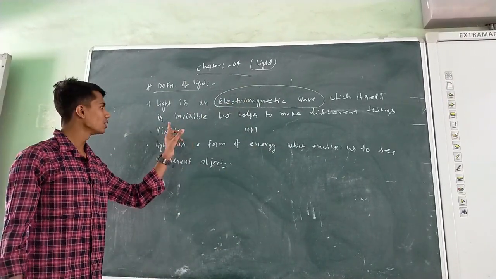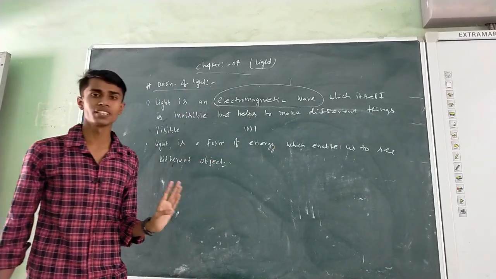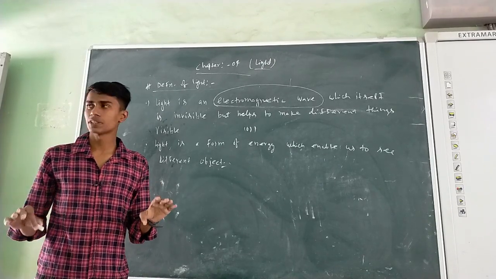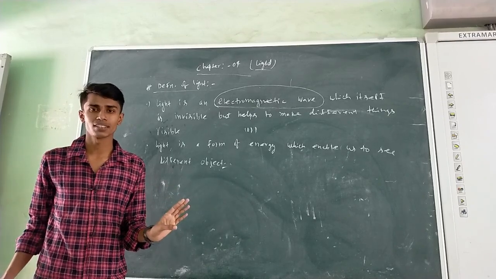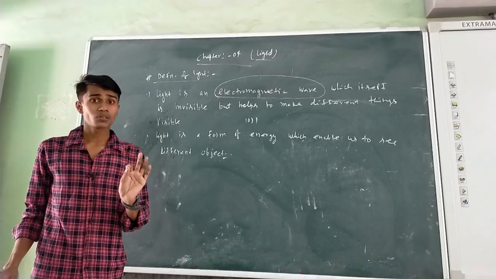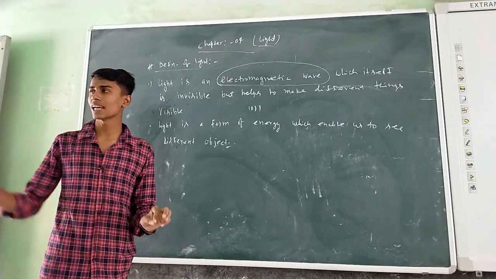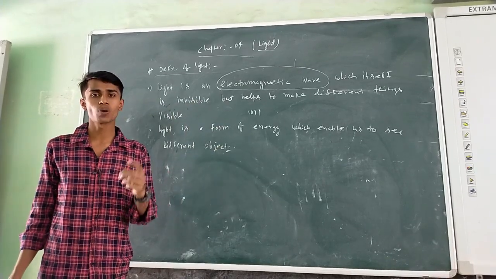Yes or not? Now, light has been termed invisible, but it helps to make different things visible. How can you say that light is invisible? Suppose you are inside a dark room and there is no source of light. Okay? Can you see any object? Is any object visible? No. In the same dark room, as soon as we switch on the light, we can see everything by ourselves.